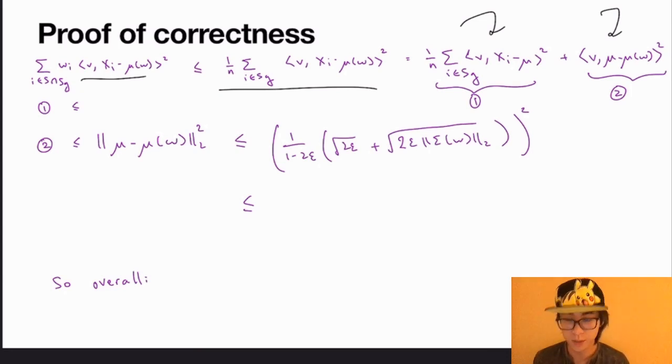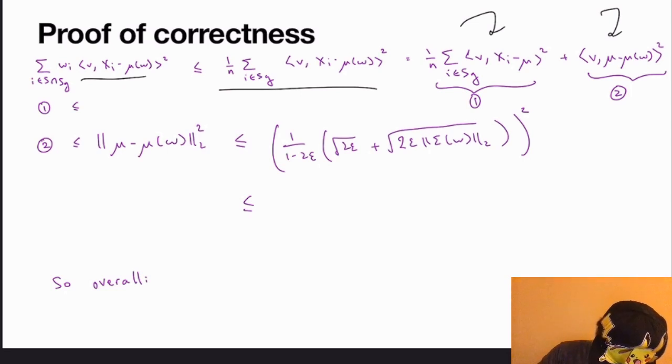Upper bounding 1 is actually really straightforward, because this is actually just v transpose times the covariance of the good points, v, but we assumed that the covariance of the good points has spectral norm at most 1, and v is a unit vector because it's a unit eigenvector. So that means that 1 is upper bounded by 1.